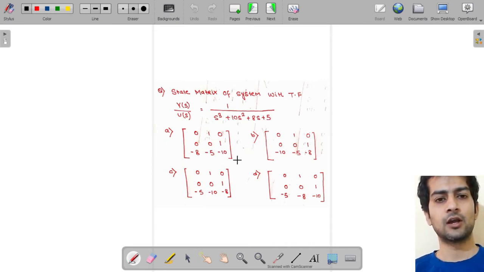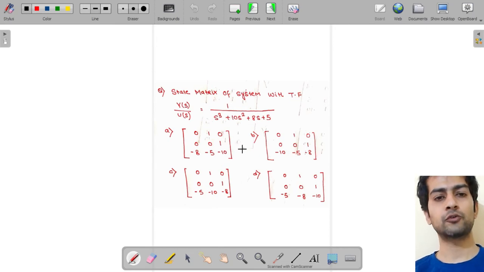So see, for this type of questions, for category 3 type of questions, that is, if you are given a transfer function and you are asked to find the state model, then we will always apply reverse engineering. That is, we will always find the answer from the options. We will do reverse engineering.